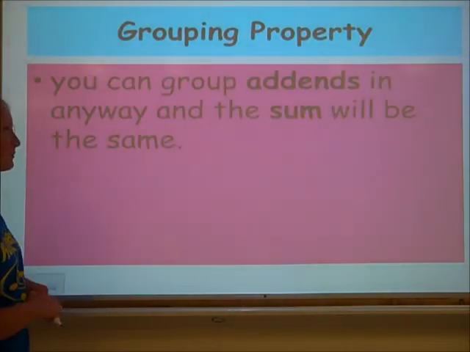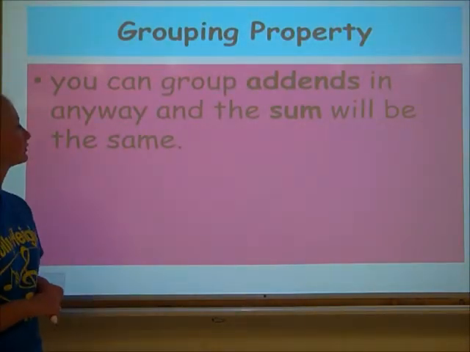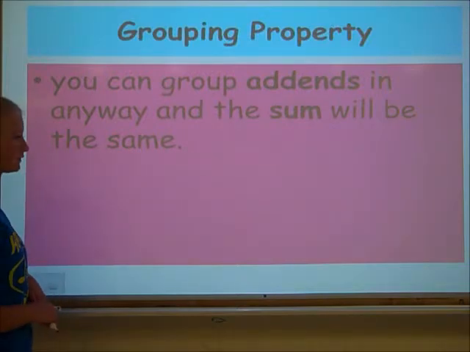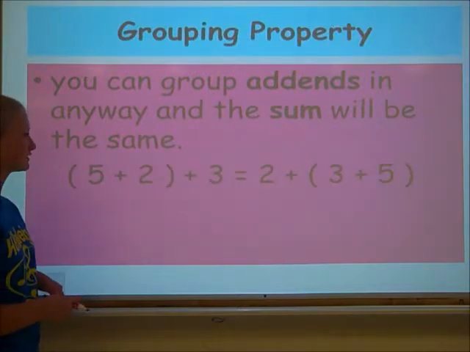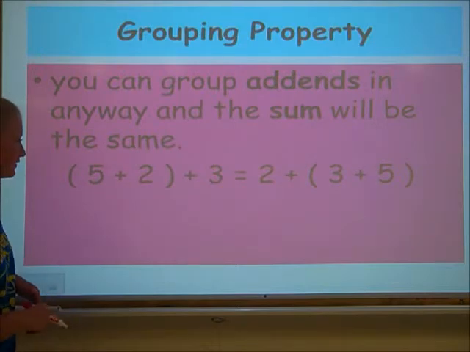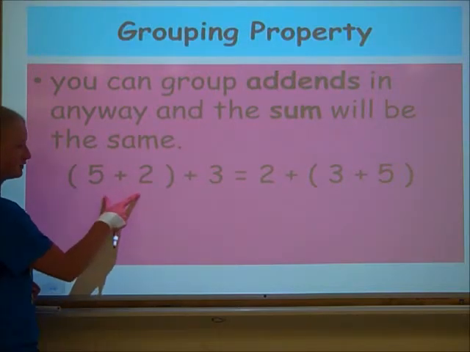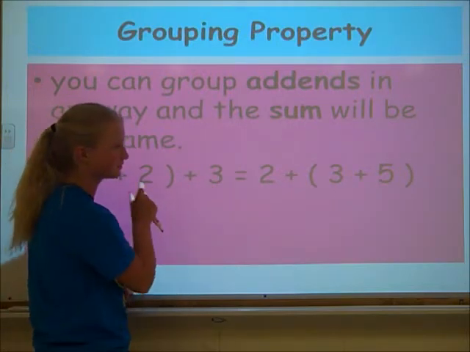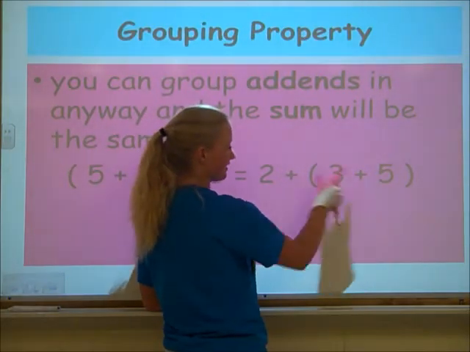And the grouping property says that you can group addends in any way and the sum will still be the same. So when adding all these numbers together, you can group together 5 and 2 and add 3, and it will still be the same sum as grouping together 3 and 5 and adding 2.